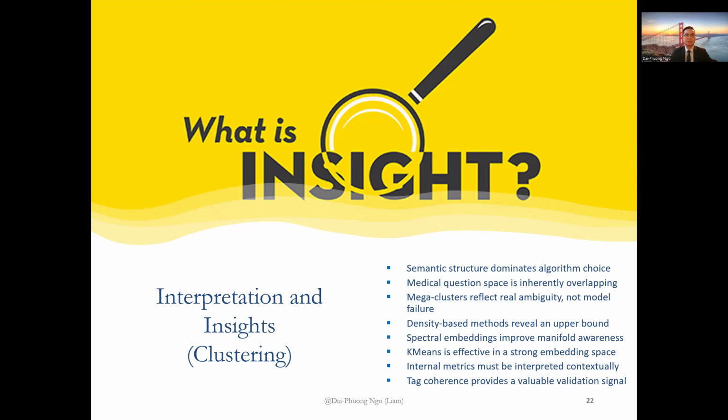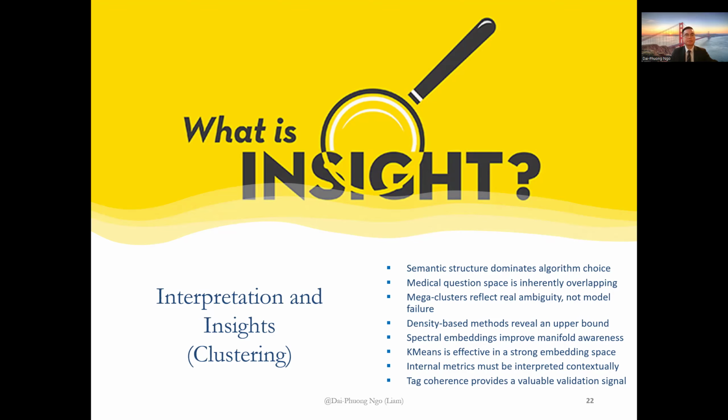The Nyström spectral approach works well because it preserves global manifold structure while still forcing a complete partition. The result is a small number of clean, interpretable clusters alongside broader basins that absorb ambiguity. This matches how humans often reason about medical questions.